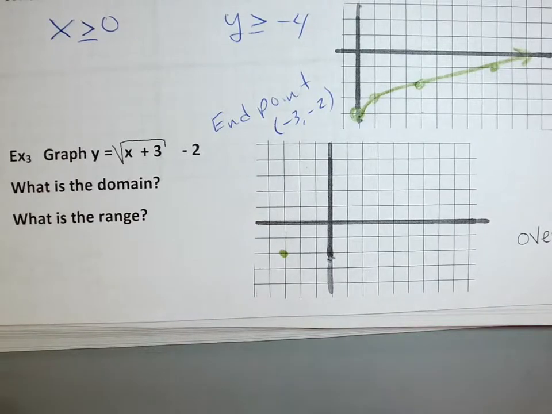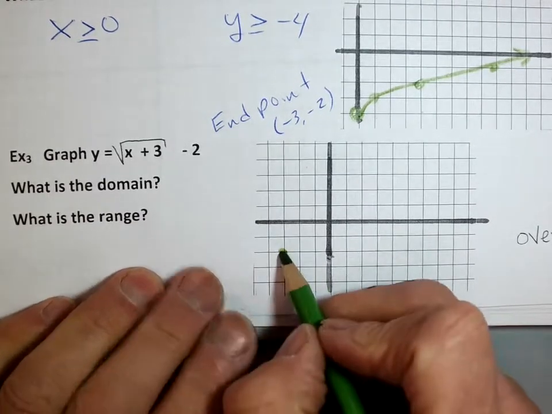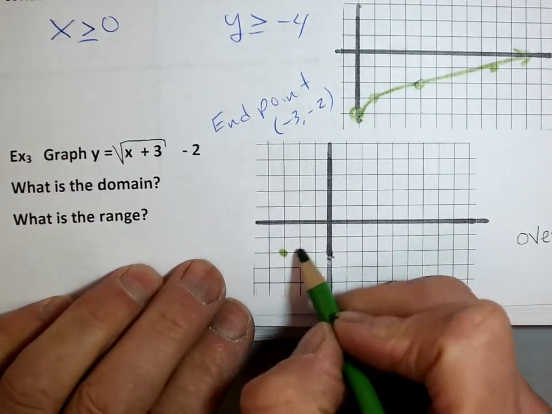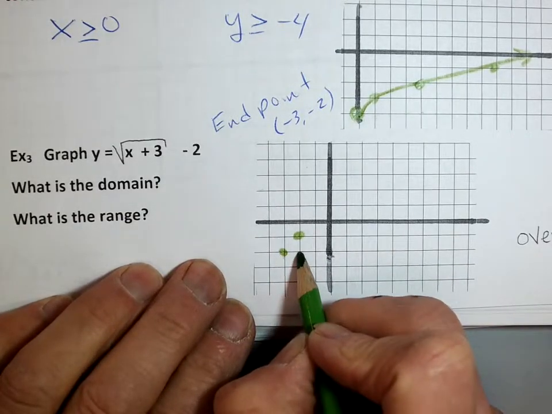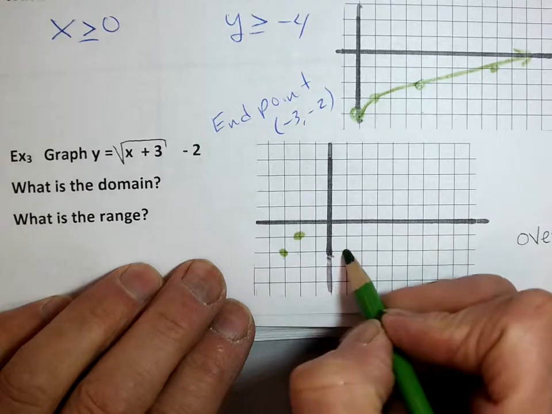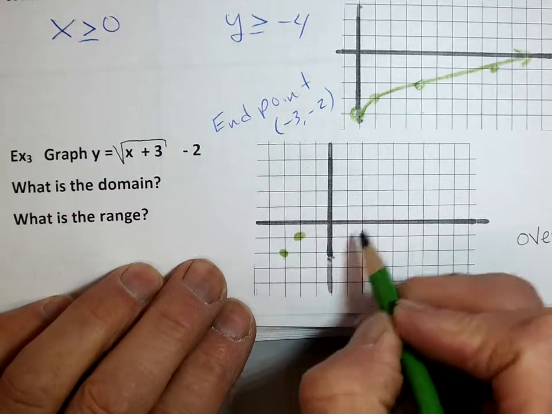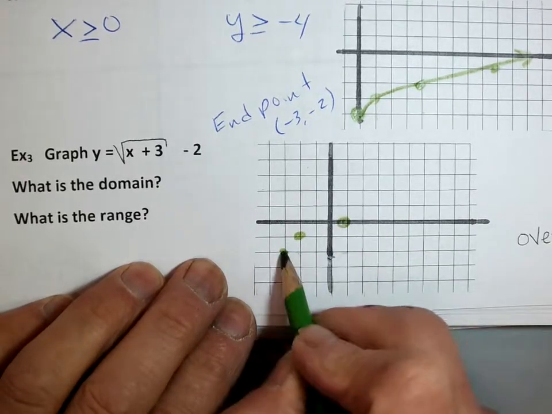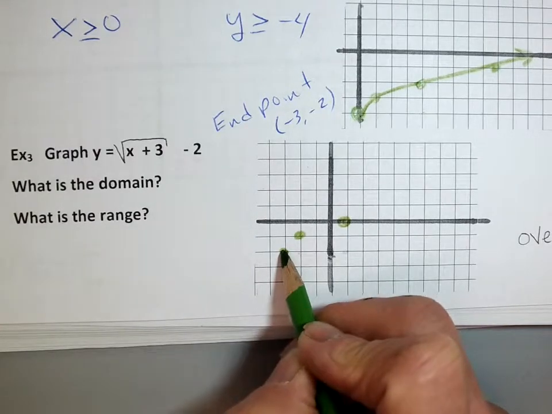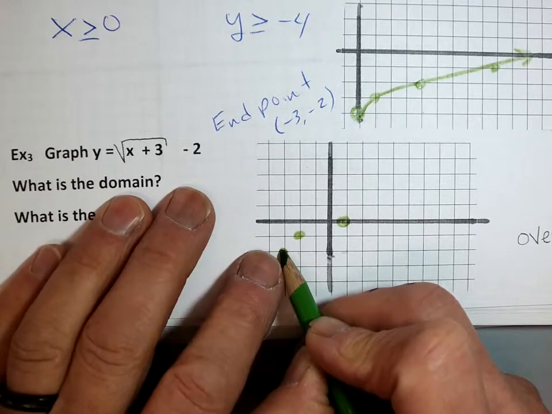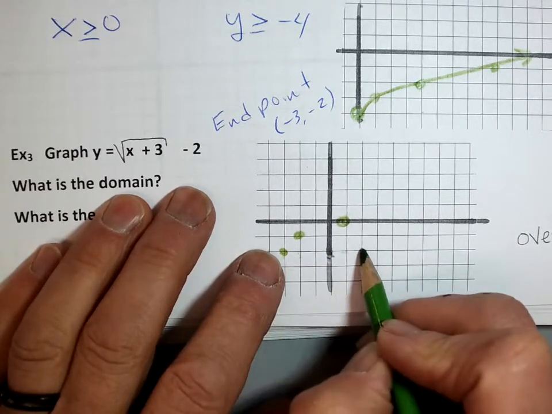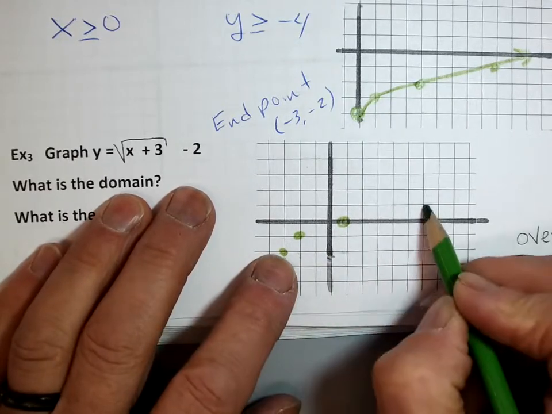Same thing from here. Over 1, square root of 1 is 1, right? Go back to the endpoint and go 1, 2, 3, 4. Square root of 4 is 2, right? You guys see what I'm doing? And then what's the next value? I'm going to go over how many from here? Let's go over 9, because the square root of 9 is 3. So I'll go 1, 2, 3, 4, 5, 6, 7, 8, 9. The square root of 9 is 3, okay?